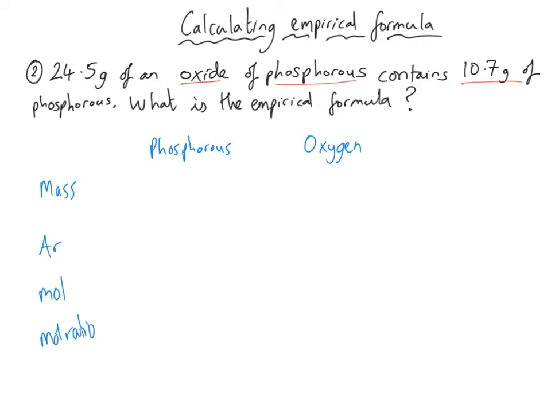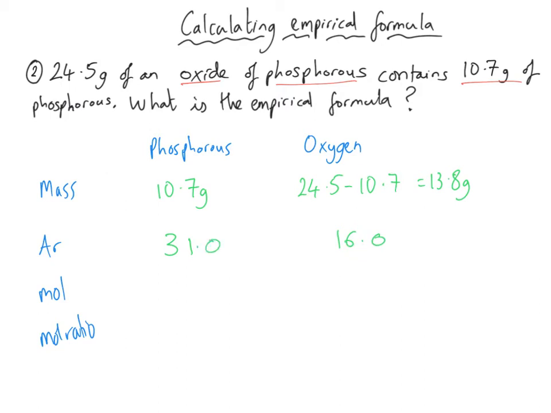And so we've been told that we've got 10.7 grams of phosphorus, but they haven't told us what mass of oxygen that we've got. And so we need to do a subtraction. 24.5 subtract 10.7, and that's going to give us 13.8 grams of oxygen. And so that is our first mark, really. This would be worth an extra mark compared to the previous one. And the relative atomic mass of phosphorus is 31, and of oxygen it's 16. Both of those are 0 to 1 decimal point.